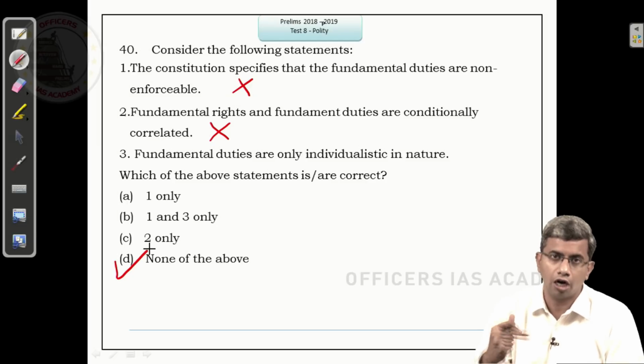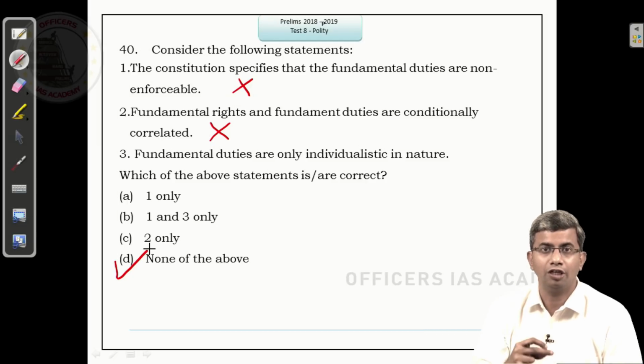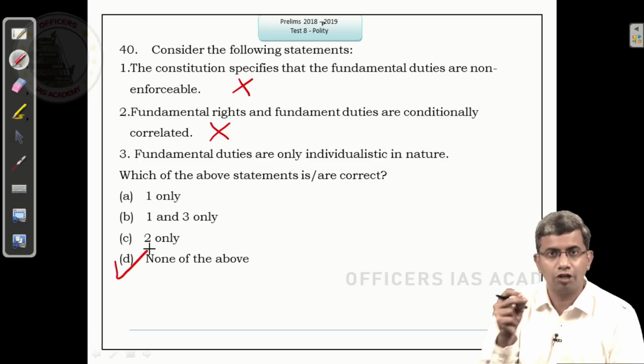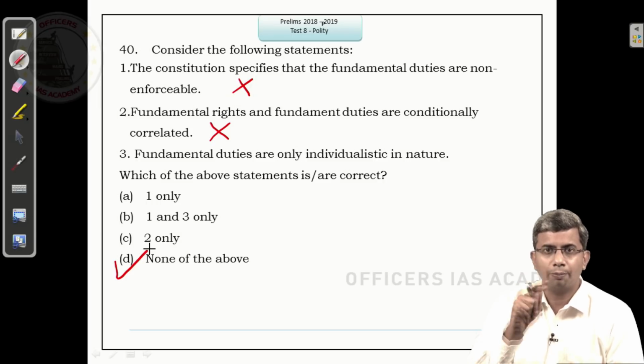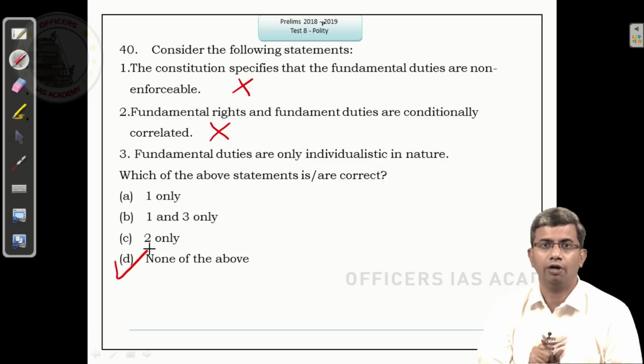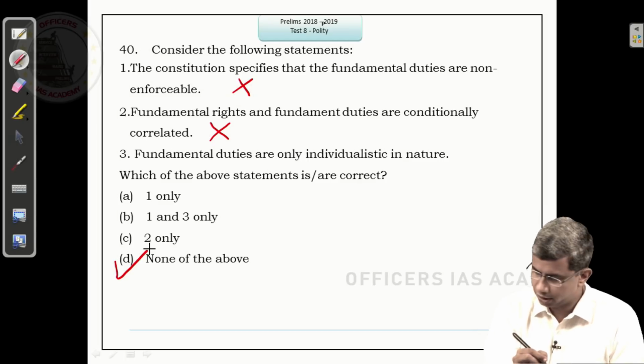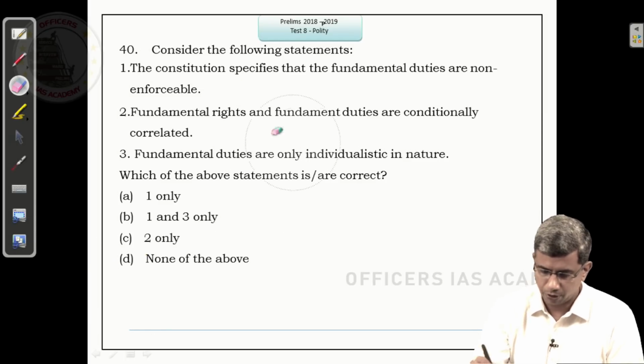If you had 3 only and none of the above, there may be some confusion. But considering that there is no 3 only as an option, the most appropriate answer for this question is none of the above, right? So the correct answer is D, none of the above.